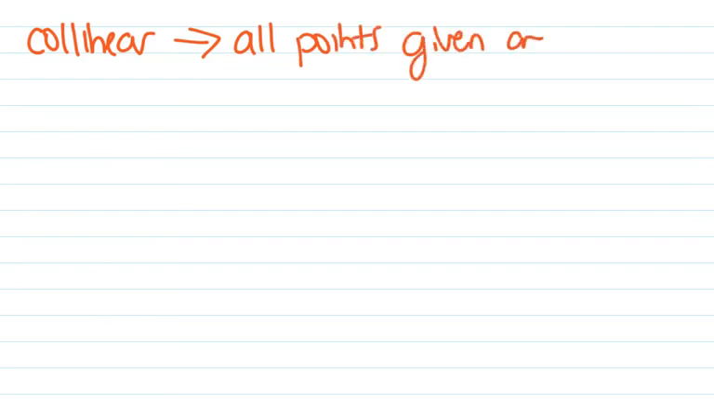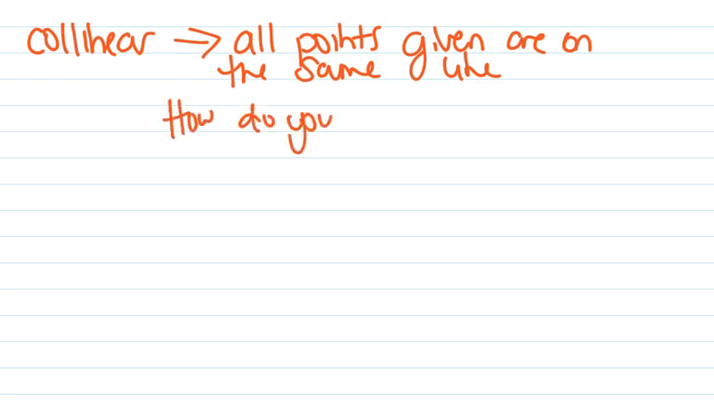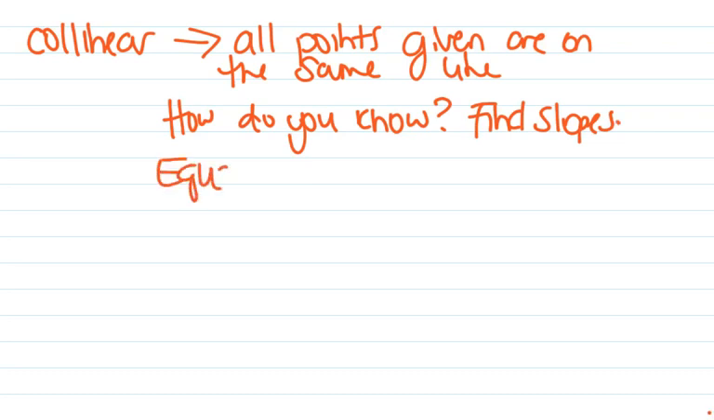What does collinear mean? Collinear means all points given are on the same line. And how do you know if they're collinear? You need to find the slopes between each pair of points. If the slopes are equal, they are collinear.